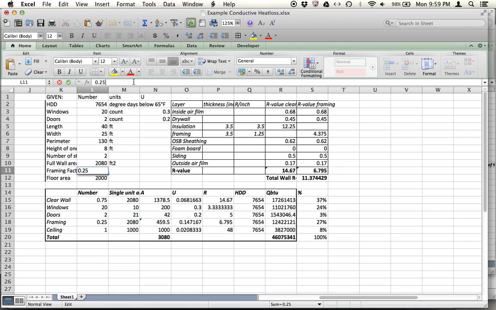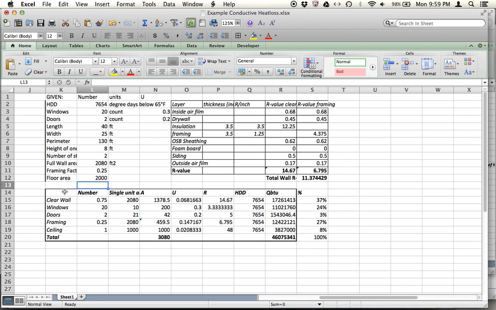Now the framing factor is something that's given. So in this case, it's 25%. So if we want to know the floor area, we can calculate the floor area by the length times the width, that's the area, and then the number of stories, because there are two floors, so each floor has the same area. So the total area is 2,000 in this particular case. So the first thing we have to do is make sure that we know all of the areas.